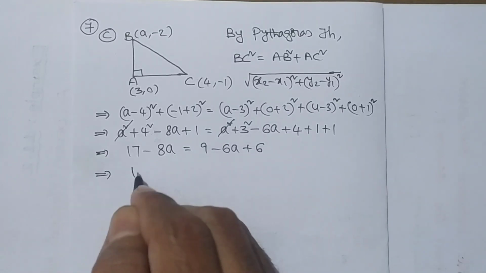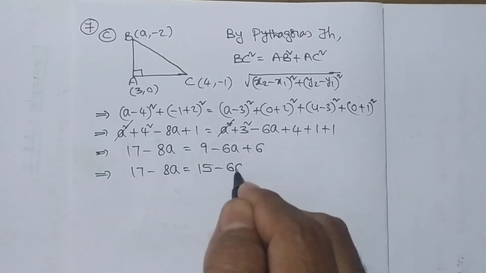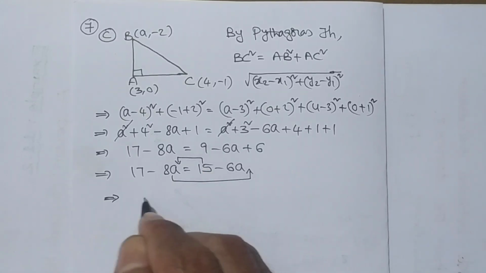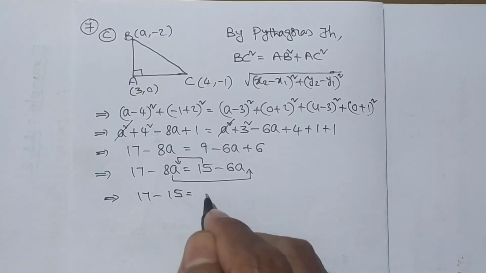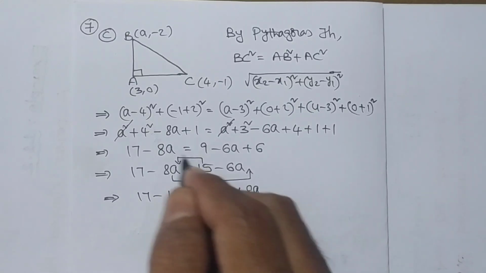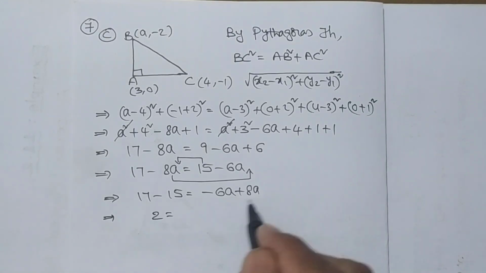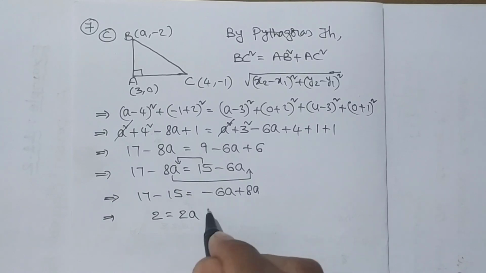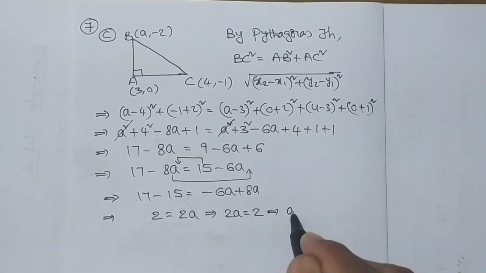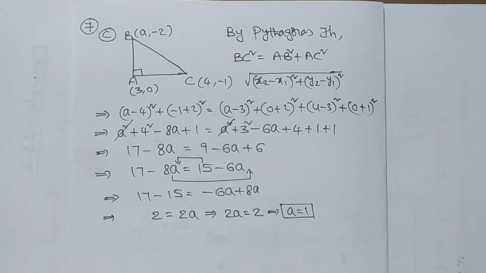Now in the next step, 17 minus 8a equal to 9 plus 6 is 15 minus 6a. Send this 8a this side and bring 15 this side. Then 17 minus 15 is minus 6a plus 8a, because 8a is coming this side, its sign is changed, and the 15 sign is also changed. Now 17 minus 15 is 2, and 8a minus 6a is 2a. So we can rewrite this as 2a equal to 2. Then a is equal to 2 by 2, that is 1. Therefore finally a is equal to 1.